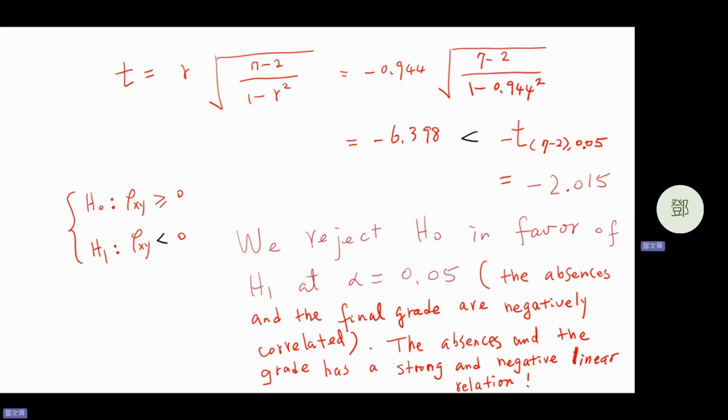Why? Because the p-value is so significant. The evidence is strong enough. Far smaller than the critical value. Understand? Do we have any questions? If you don't have any question, then I will keep going.